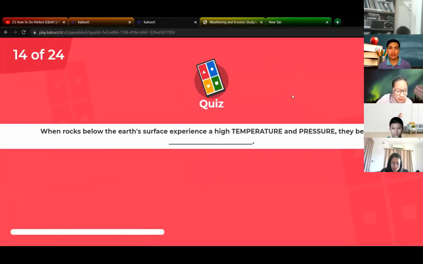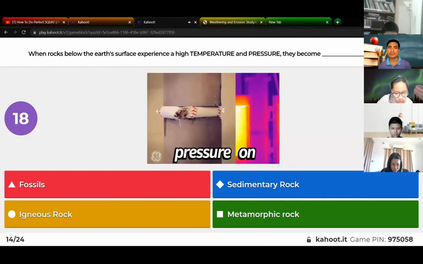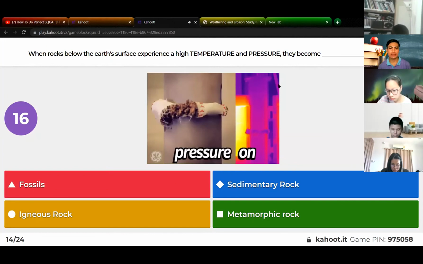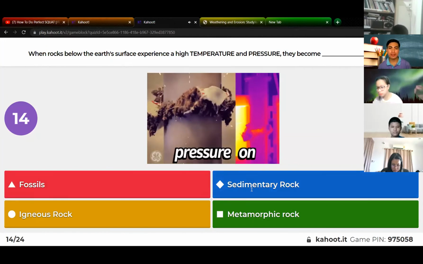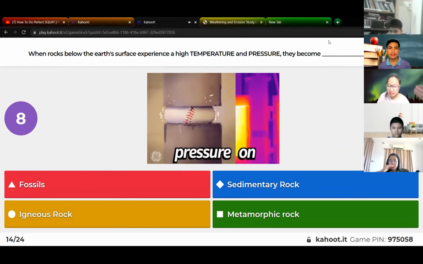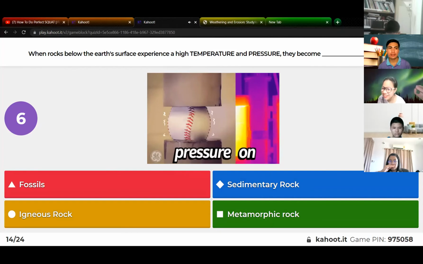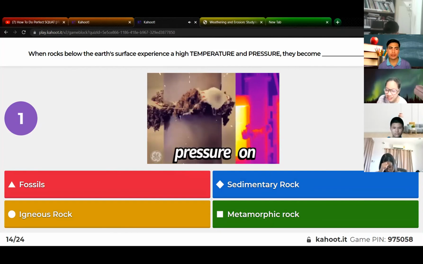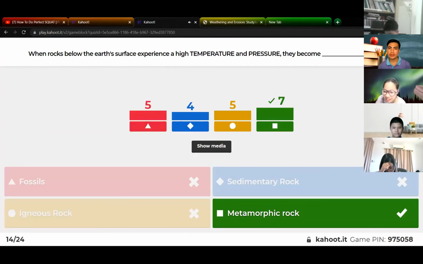When rocks below the Earth's surface experience high temperature and pressure, they become what? Fossils, sedimentary, metamorphic, or igneous rock? Let's see. Okay, metamorphic rock. A lot of you answered different answers.